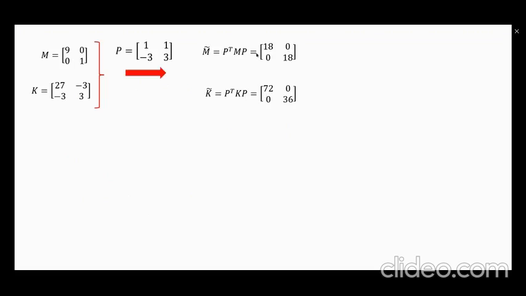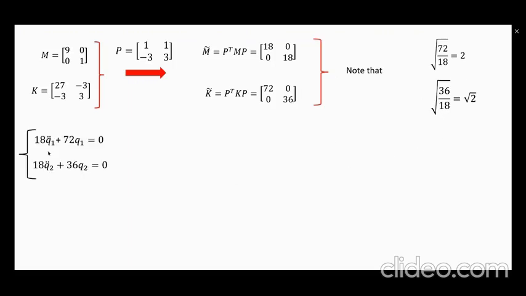We get the decoupled, or diagonalized, mass matrix and diagonalized stiffness matrix. These are called the modal mass matrix and modal stiffness matrix. Again, remember that if you take the square root of the ratio 72/18, you get the first natural frequency, and if you take the square root of 36/18, you get the second natural frequency. These are the undamped equations, and here all I've done is divide by 18, which doesn't matter.